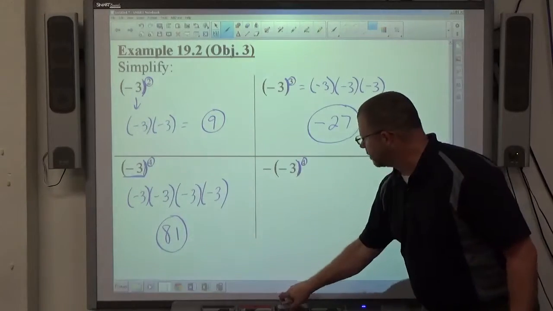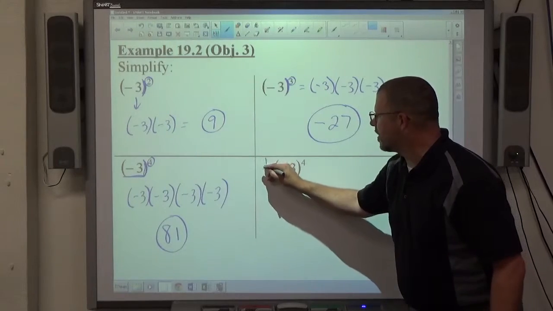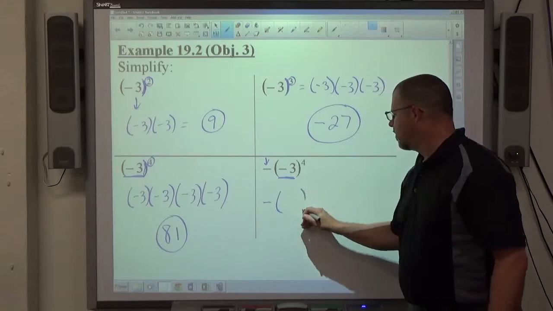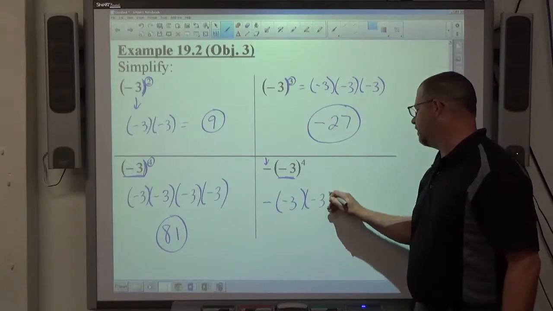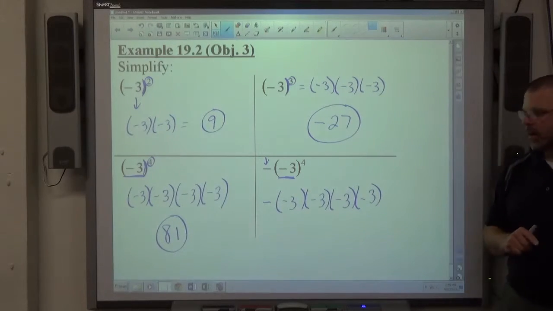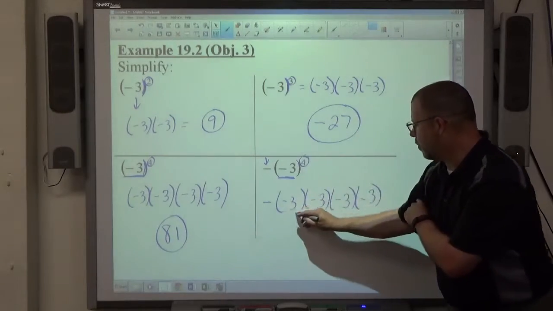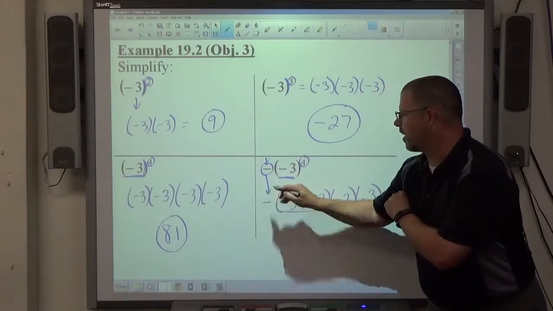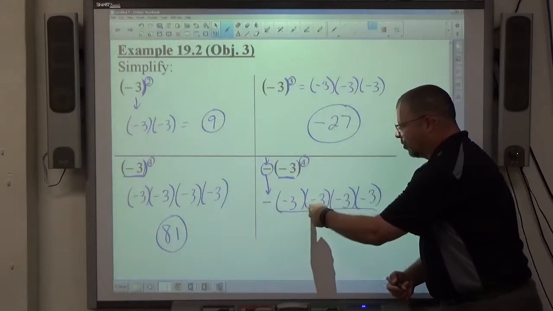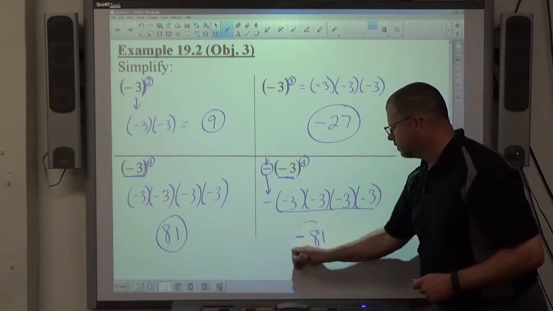And notice this one here: minus the quantity -3 to the fourth. Here's what's being raised to the fourth power. This sign is not being raised to the fourth power. So that minus sign is there, then I got a -3 being multiplied by itself a total of 4 times. So it's the fourth power, so I got 4 3s and 1 extra minus sign because that's not being raised to the power. Alright? So 1, 2, 3, 4, 5 minus signs gets me a negative. 3 times 3 times 3 times 3 is 81.